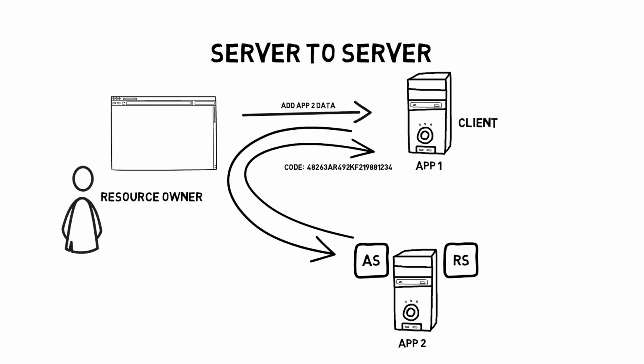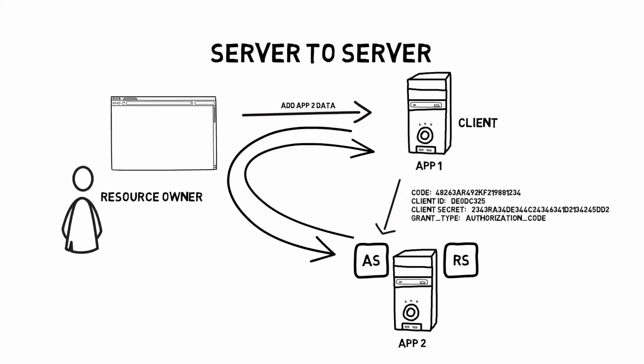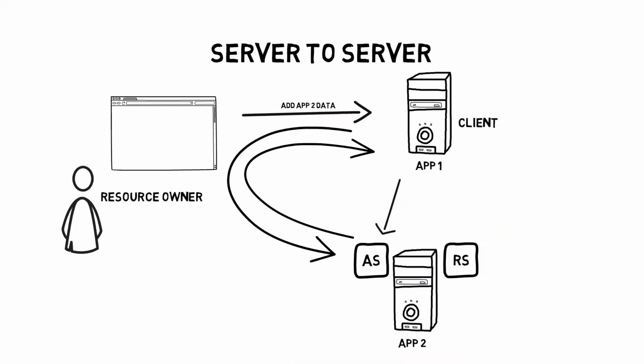Application 1 takes this authorization code and sends it directly to App 2, together with its client ID and secret, specifying it wants to exchange the authorization code with an access token. The authorization server of App 2 generates and sends the access token to Application 1. The access token is typically limited in time to live and is of the type bearer, which means anyone with a token can use it.